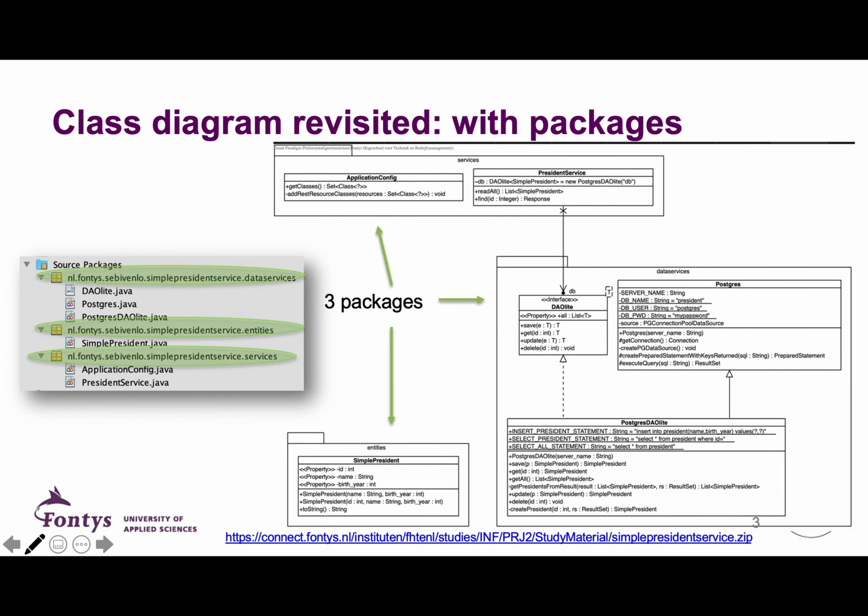Let's have a look at a class diagram enriched with some packages. You see that we have three packages over here. On the left side you can see the source packages, for example, from a Java application. Could be familiar: having a president service, a simple president Java file, and a data service layer with DAOs in there for the database connection.